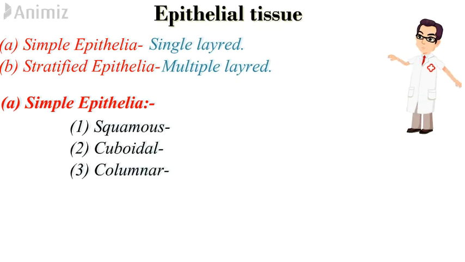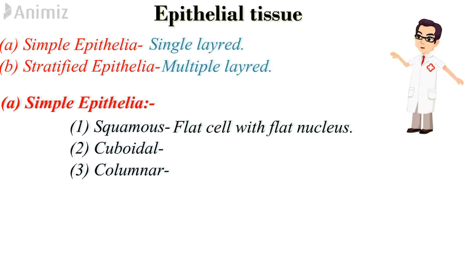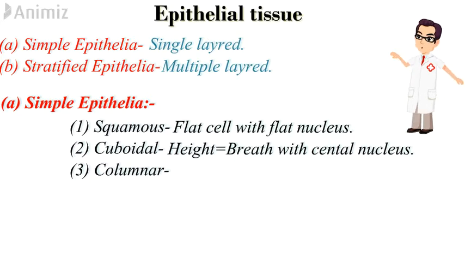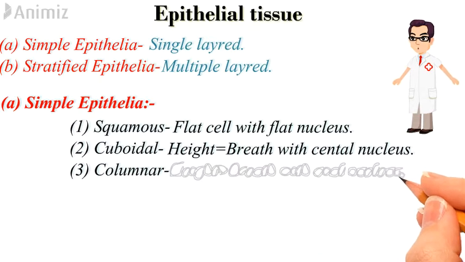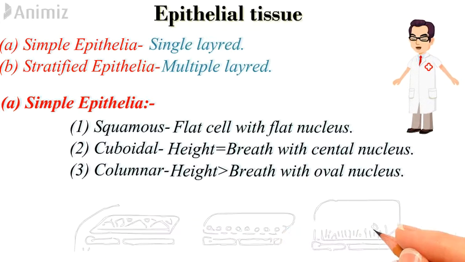In simple squamous, flat cell with flat nucleus. Second one is simple cuboidal. Height is equal to the breadth, with a central spherical nucleus. In simple columnar, height of the cell is more than its breadth, with oval nucleus.